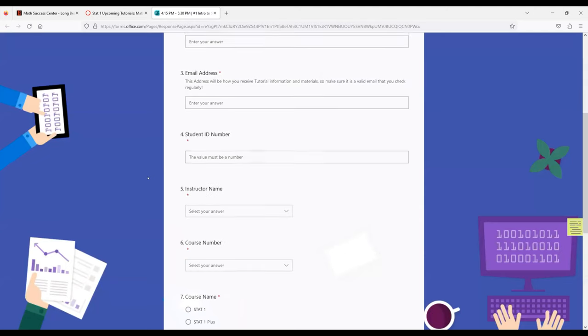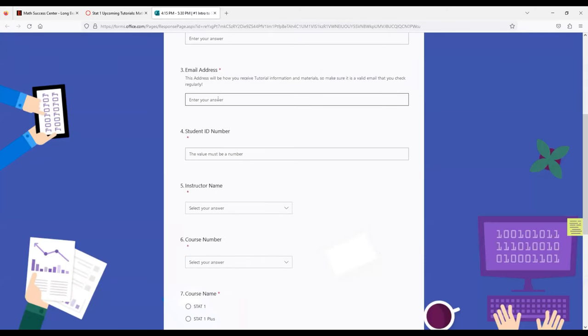Here's the form, fill out the information. Again, make sure you're entering an email address that's spelled correctly and that you're checking, because this is the email address where the tutorial information is going to be sent, including the Zoom link and the PDF of the tutorial.